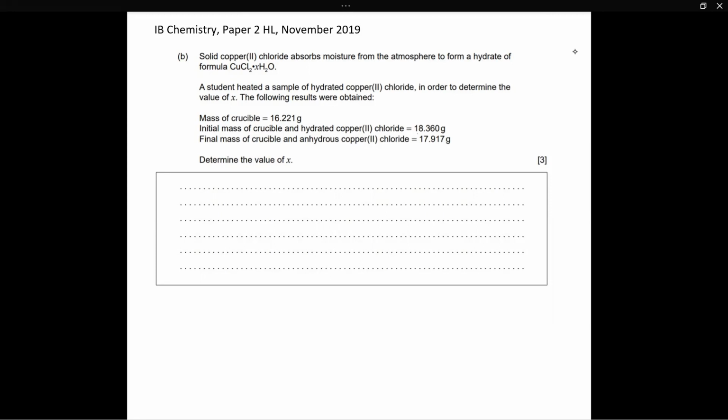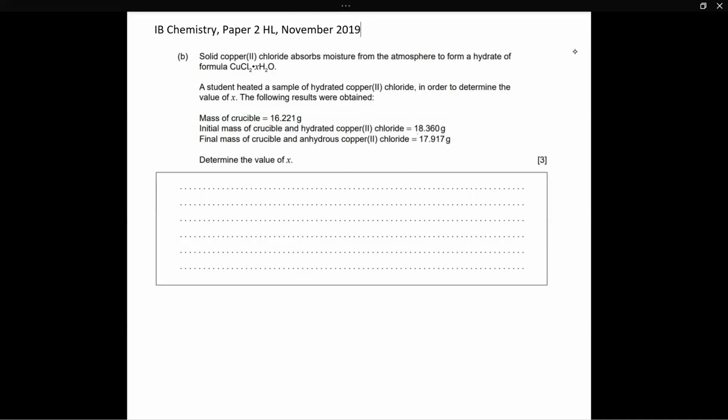So this solid copper 2 chloride basically absorbs water, which here has been called moisture, from the atmosphere, and it forms a hydrate of this formula. And this X over here basically denotes the molar ratio of water to CuCl2 in the hydrate of copper 2 chloride. And the X is what we have to determine.